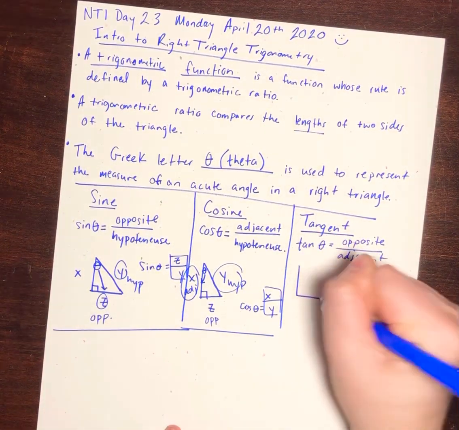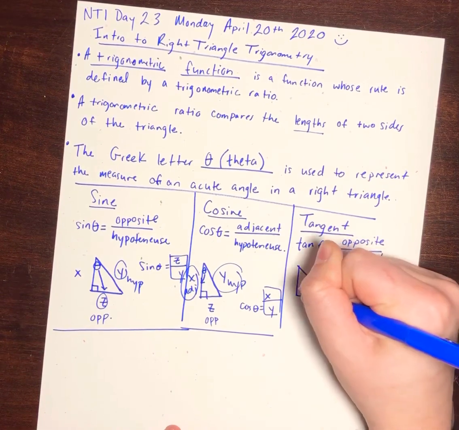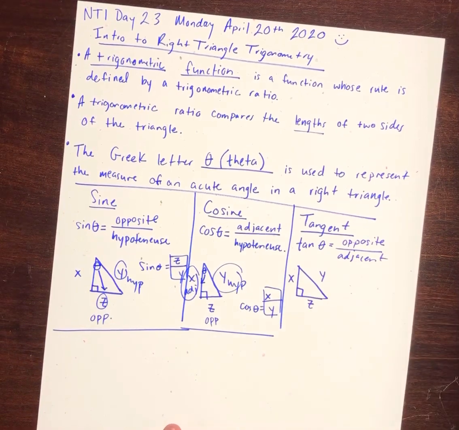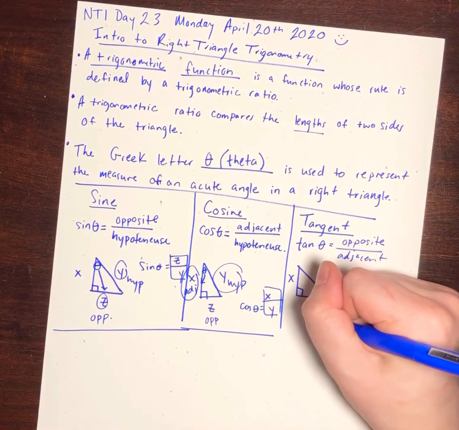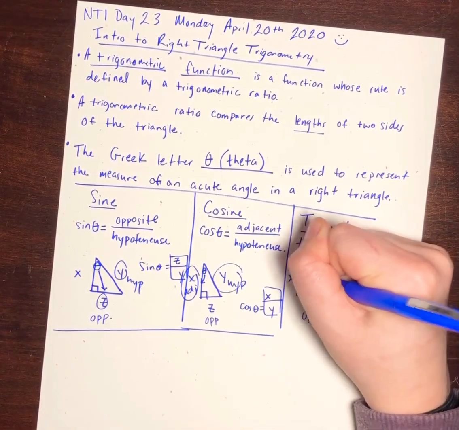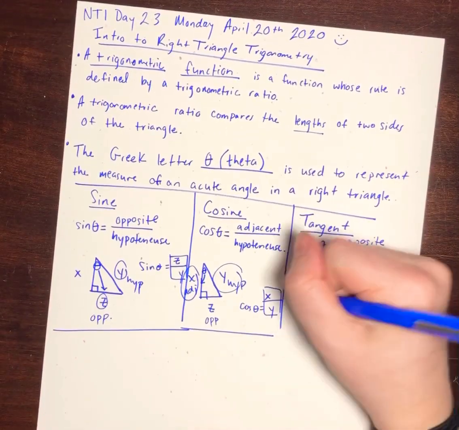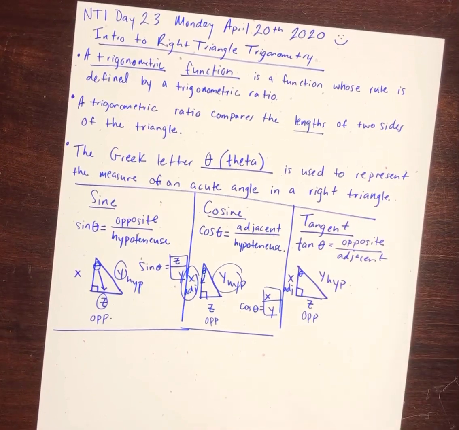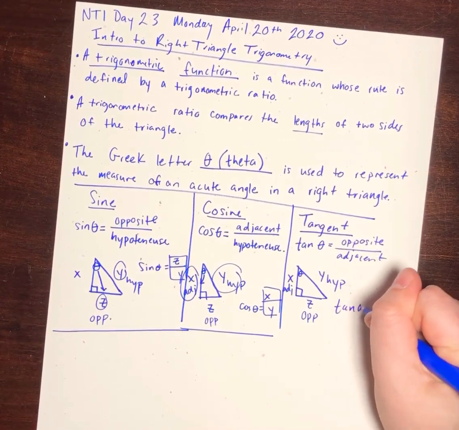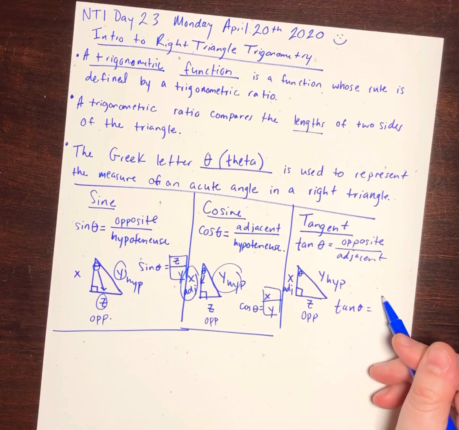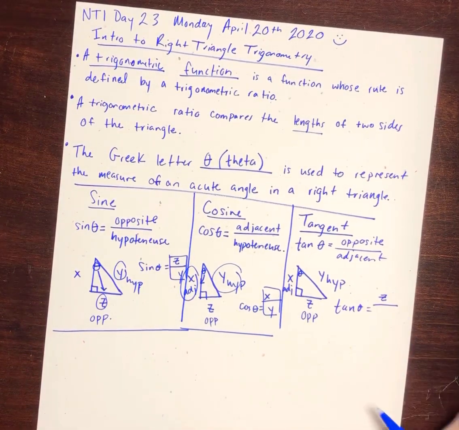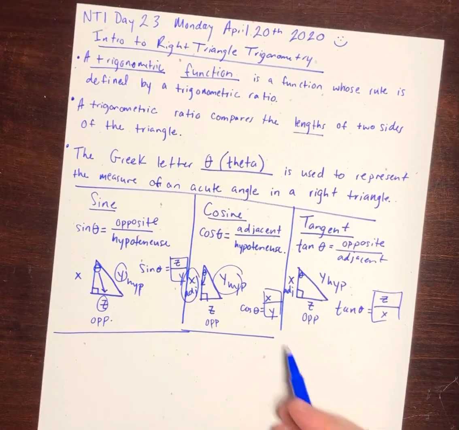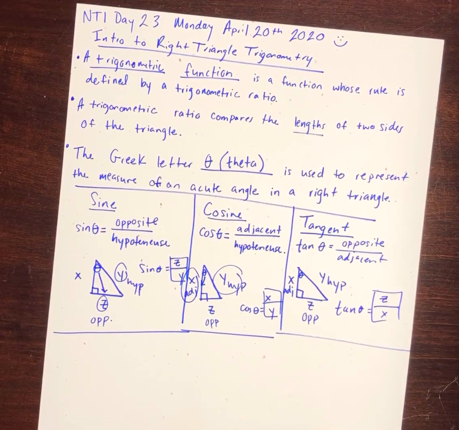So again, let's say we've got that triangle, X, Y, and Z. Let's put them all in the same spot. We already know Z is opposite because theta is at the top. We already know X is the adjacent and Y is the hypotenuse. So for tangent of theta, opposite is Z over adjacent, which is X. So tangent of theta equals Z over X.